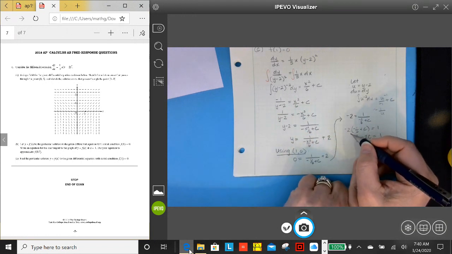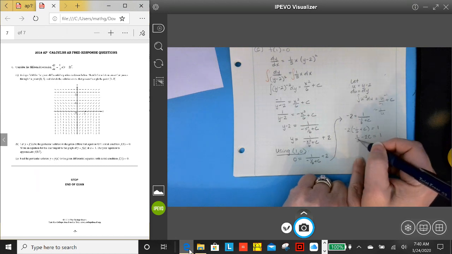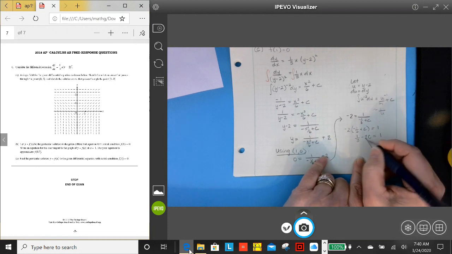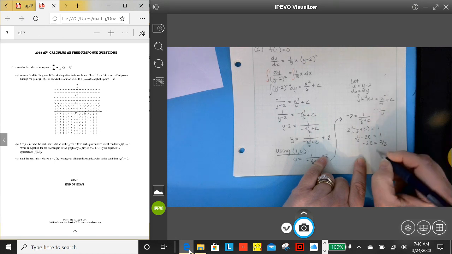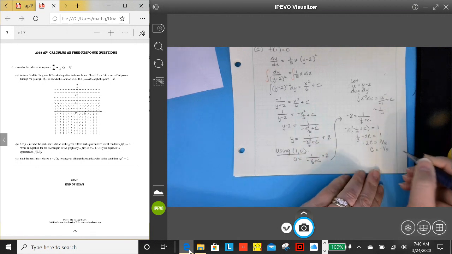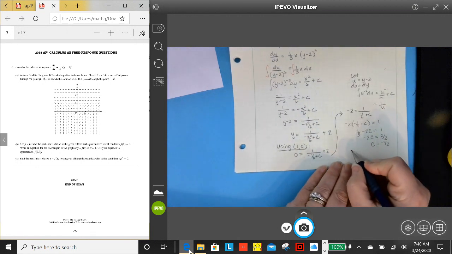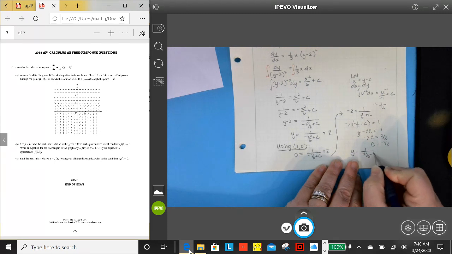Okay, so let's see if I multiply the right. That's negative 1, negative 1 third. 2 negatives make a positive, and then I have a negative of 2c. So we get negative 2c equals 1 minus 1/3 is 2/3. And so c is going to equal negative 1/3. Okay, so let's plug that in to my final equation. We get y equals 1 over negative x squared over 6 minus 1/3.